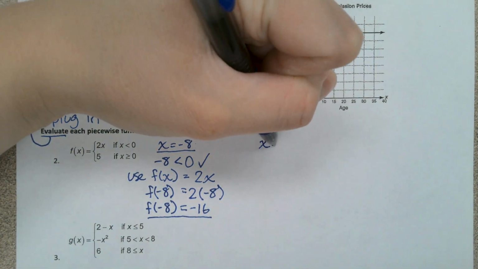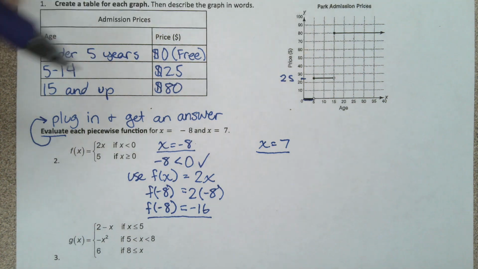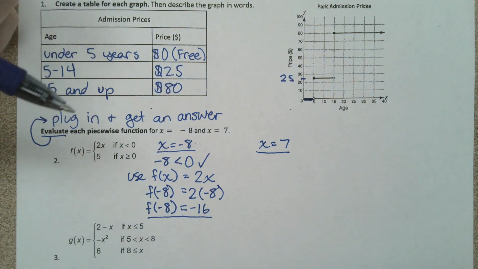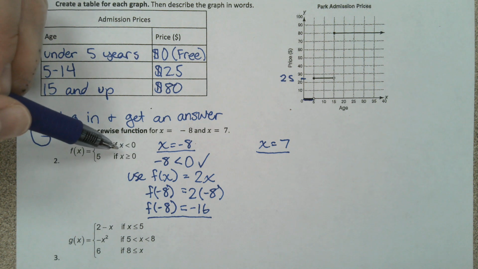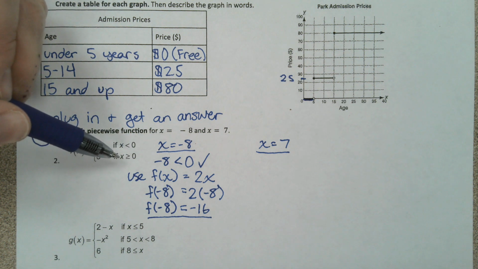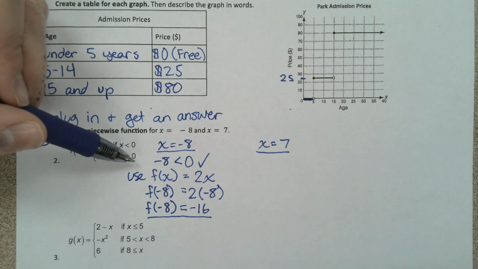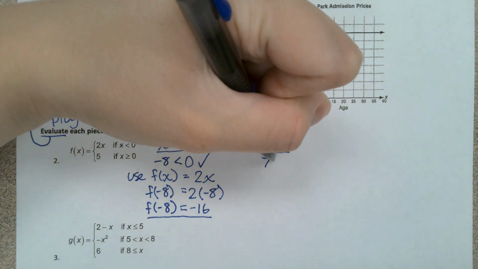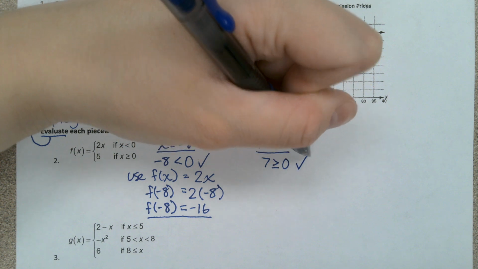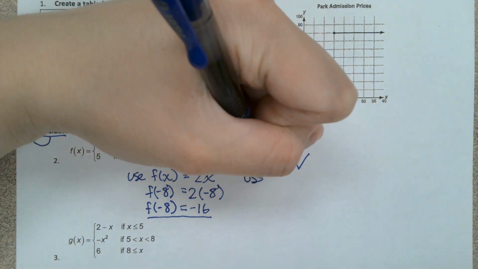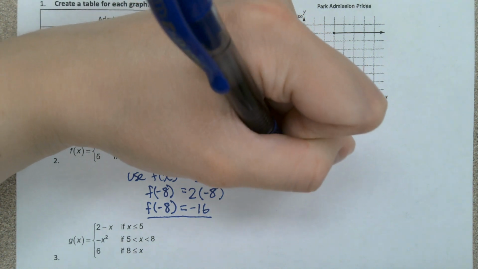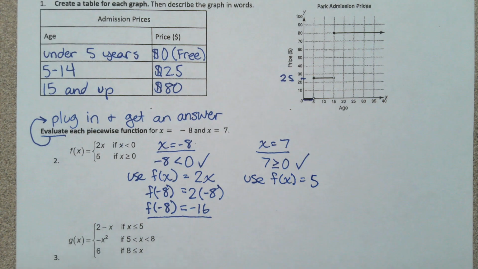Let's do this again for x equals 7. Start with the top one and ask yourself, is 7 less than 0? No. So it has to fit in this one, but again, ask yourself, is 7 greater than or equal to 0? Yes. That works. So this time we're going to use the bottom function. This time we use f of x equals 5.